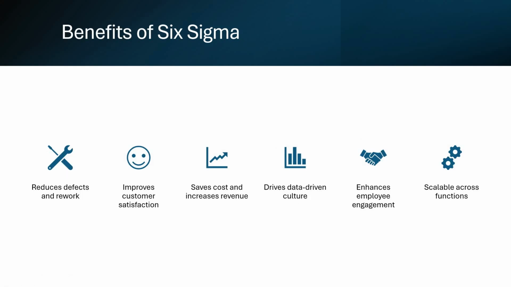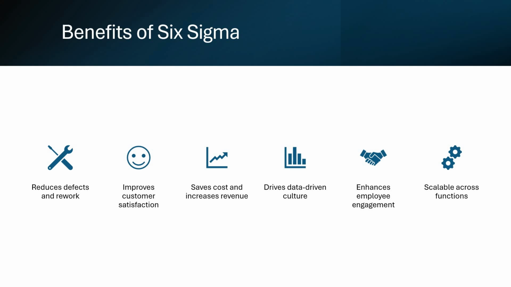Let's understand the benefits of Six Sigma. This reduces defects and rework. The primary benefit of Six Sigma is its laser focus on eliminating defects and minimizing process variation. Fewer defects mean less rework, reduced waste, and faster delivery, all with higher consistency. For an instance, in manufacturing, reducing defect rates from 5% to 1% saves both material and labor costs dramatically.